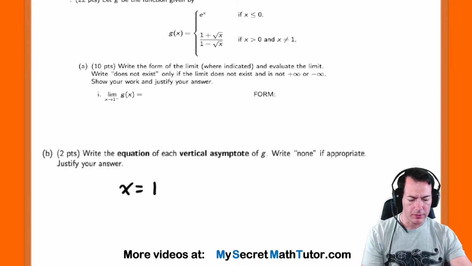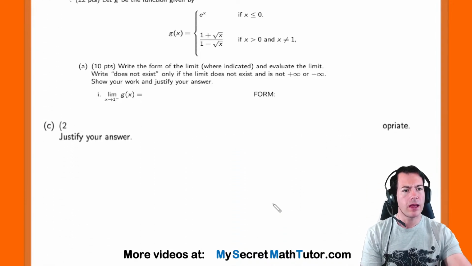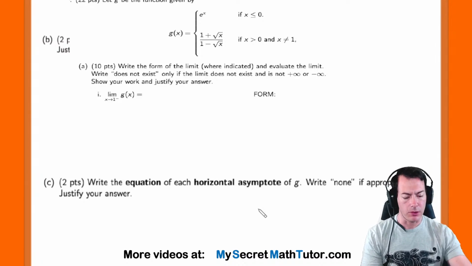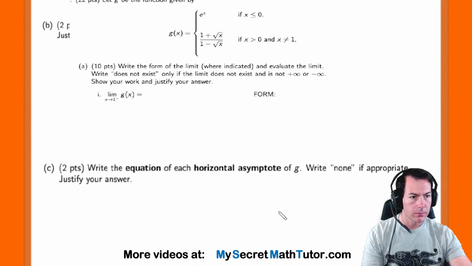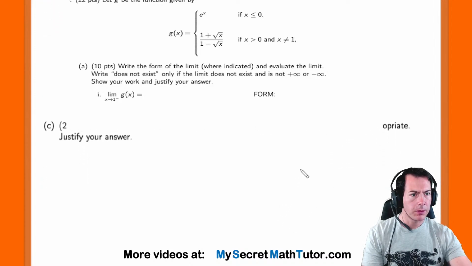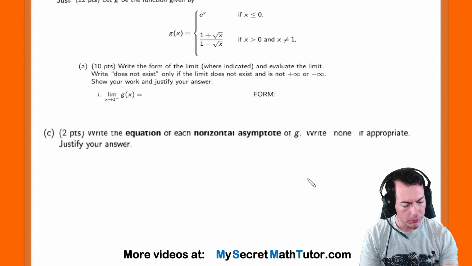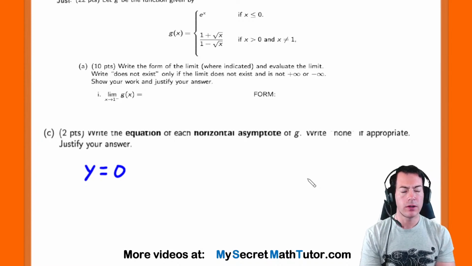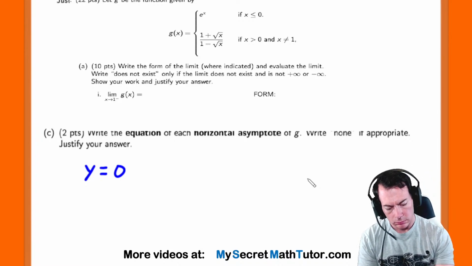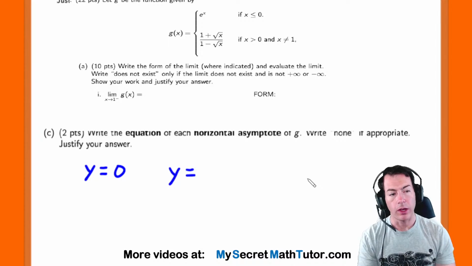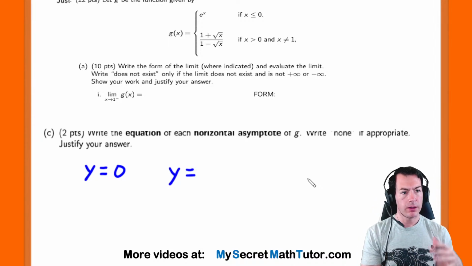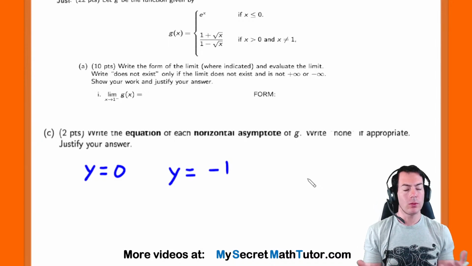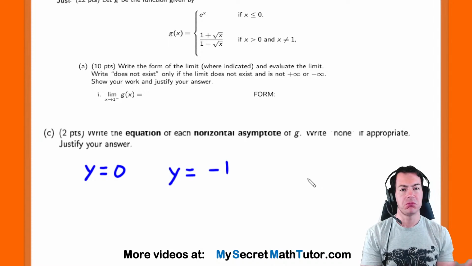What about horizontal asymptotes? That's the next part. Does this have any horizontal asymptotes? Well, yeah, we actually found a couple of those. One of the horizontal asymptotes we found came from that e to the x. As we were heading towards negative infinity, the entire function went towards 0. Now we also got another one as we're heading towards positive infinity. This one's actually just going to go towards negative 1. So this one happens to have two horizontal asymptotes. Sometimes that happens.